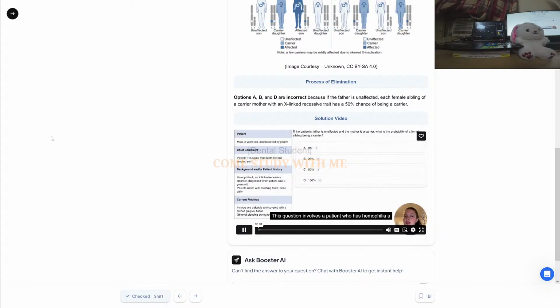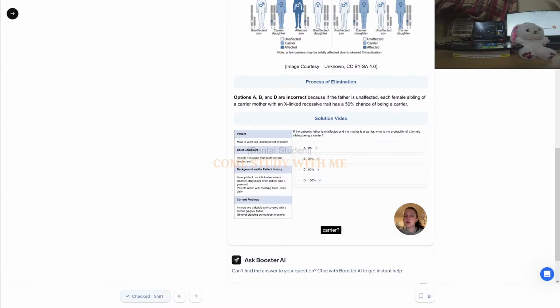We have an 8-year-old male who's accompanied by a parent. His parent says his upper front teeth haven't erupted yet. He has hemophilia A, an X-linked recessive disorder that was diagnosed when the patient was 3 years old, and his parent assists with brushing his teeth twice daily. His incisors are palpable and covered with a fibrous gingival tissue, and he has gingival bleeding during tooth brushing.